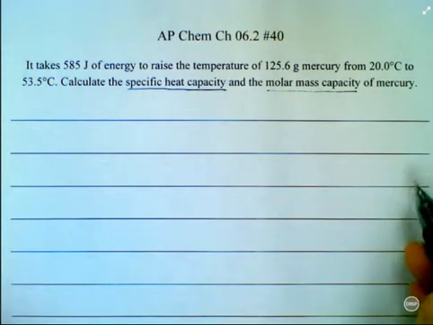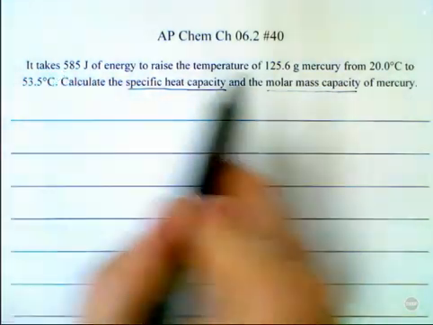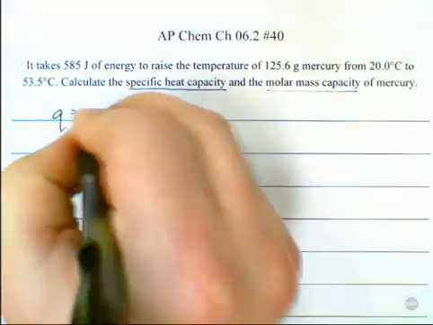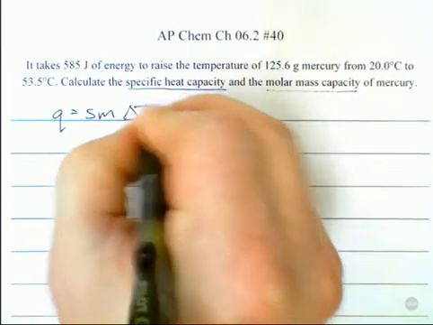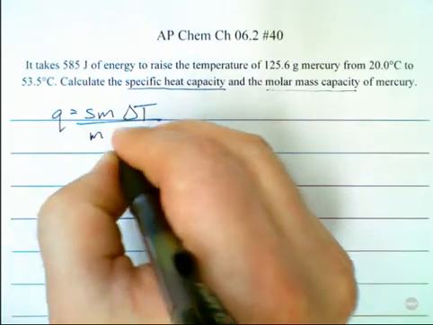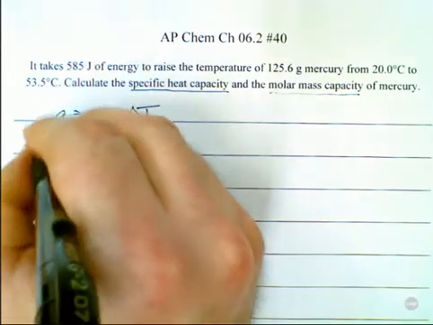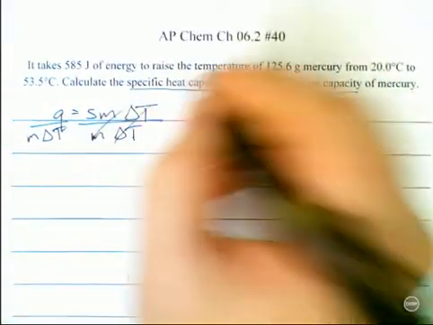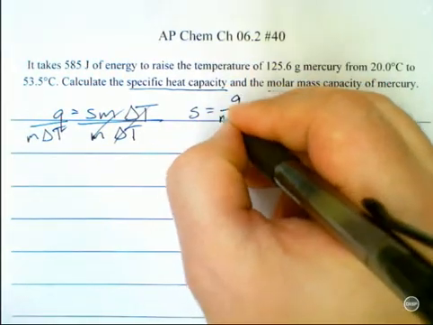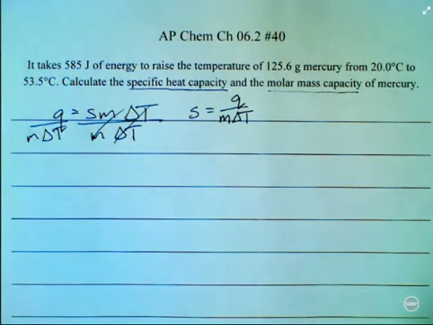So the first thing we want to do is understand we have Q, M, delta T, and we're looking for S. So we're using this equation as a base. Right now we're trying to solve for S, so I'll get delta T and M out of there by dividing both sides by M delta T. Those will cancel, so I will have Q over M delta T.